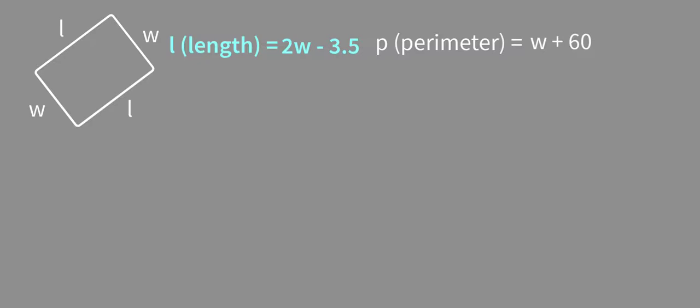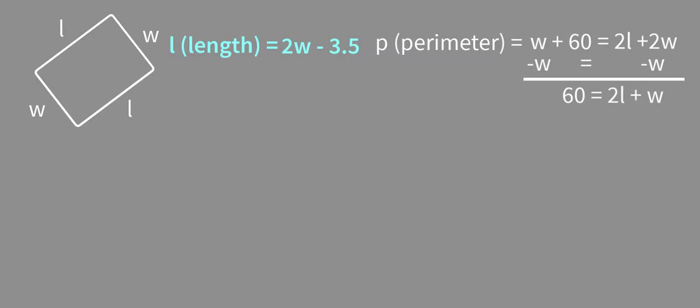So first we have to recognize, what is perimeter? It's the distance around. So 2 lengths and 2 widths, the sum of those equals the perimeter. So we know that this equals 2 lengths and 2 widths. So we can actually go ahead and simplify this to, if we subtract W from both sides, 60 equals 2 times the length plus 1 width.